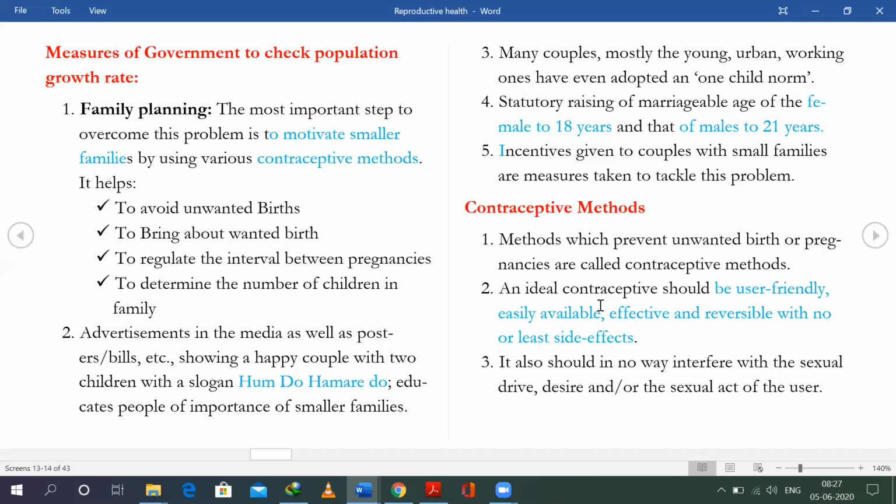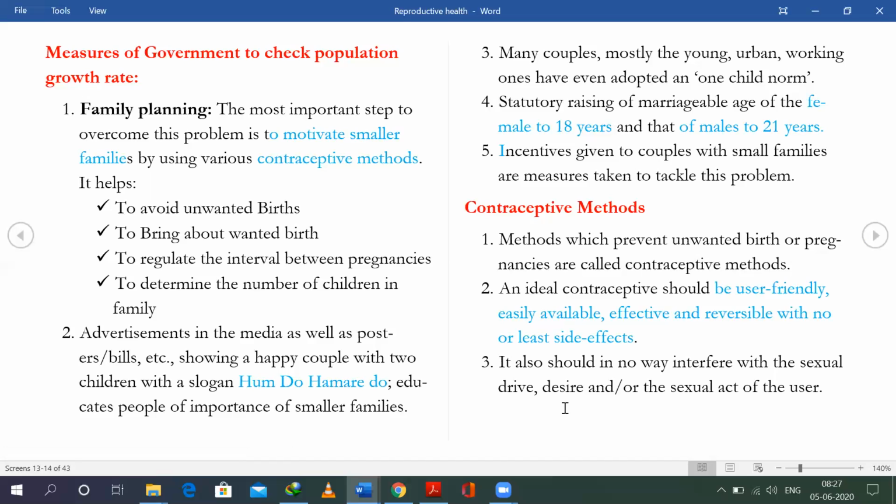So these definitions are very important. All the points, the definitions are very important, line by line they have to be remembered, no exceptions, because statement-related questions will be asked. And it should in no way interfere with the sexual drive, desire, and sexual act of the user, right? The sexual drive and sexual desire means the libido of the person, the sexual attraction. It should not be altered, because it affects the reproductive physiology, right? The drive and the sexual libido should not be interfered with.